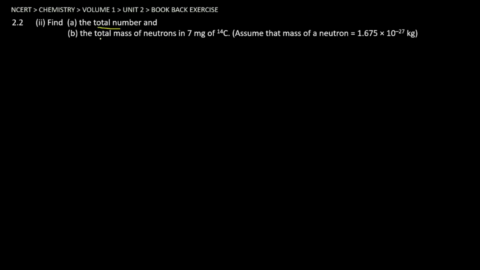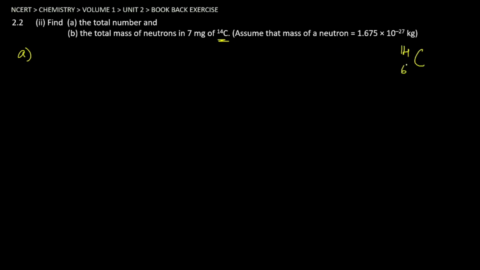In question number 2.2, second subdivision, we are asked to calculate the total number and mass of neutrons in 7 milligrams of 14C, and assume that the mass of neutron is this much. So we have to calculate the total number as well as the total mass of neutrons present in 7 milligrams of 14C. So write subdivision A. 14C.